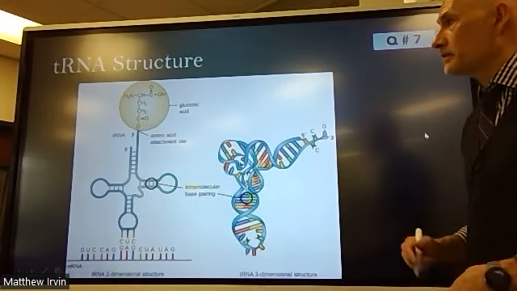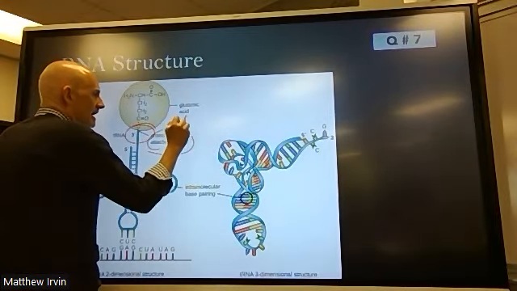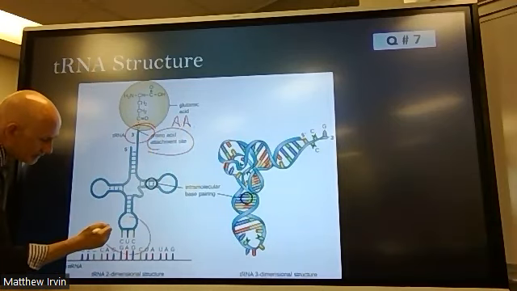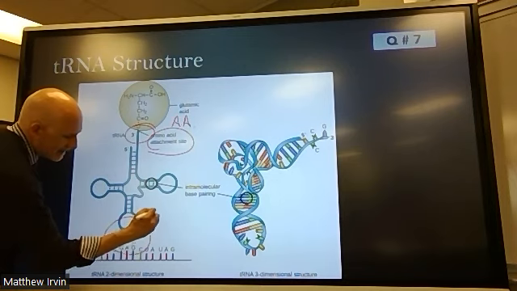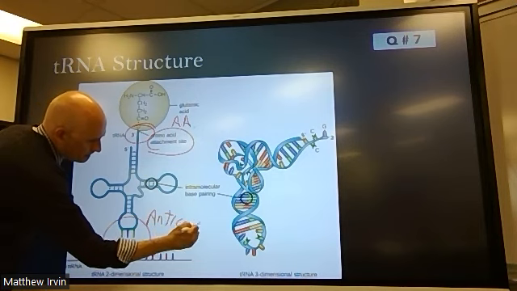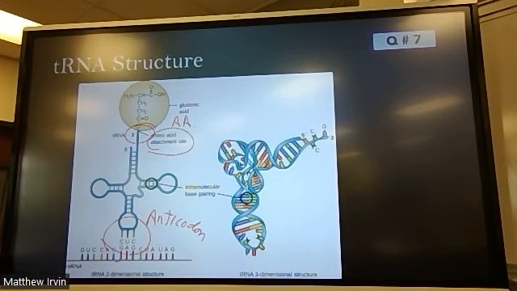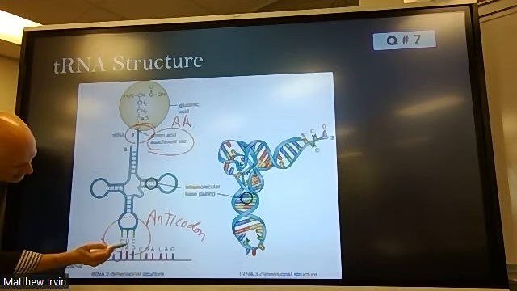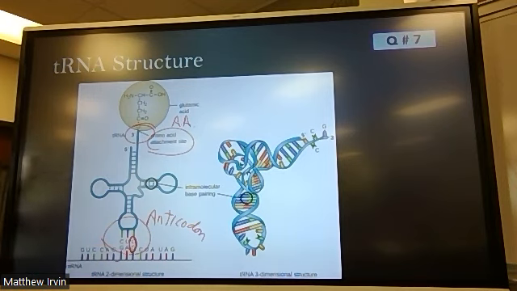tRNA structure, the important things that you need to know: at the 3' end, that's where the amino acids attach. And at the other end, which is not the 5' end because of folding, is the anticodon, which is going to match to our codon down here in the mRNA. And when they are binding, remember that this third nucleotide match isn't always super exact, so that can lead to the wobble effect.